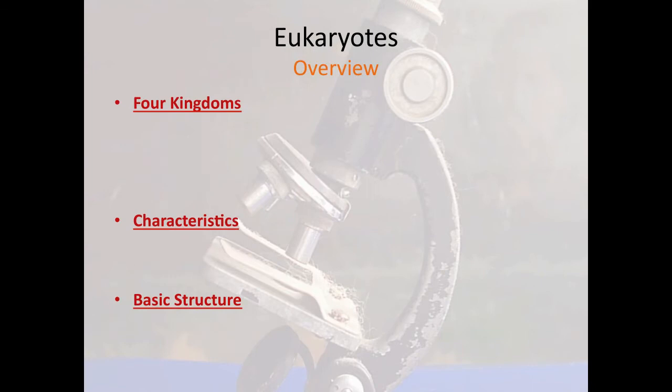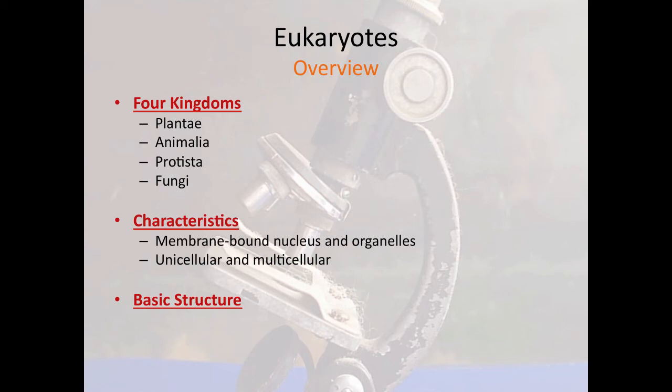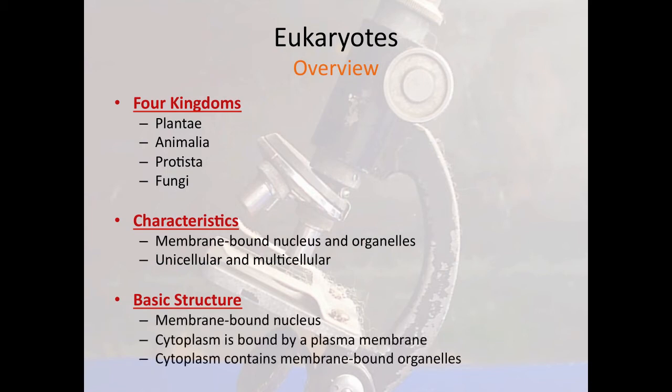Overview of the eukaryotes. 4 kingdoms: plants, animals, protists, and fungi. Characteristics: membrane-bound nucleus and organelles. They can be one-celled or multicellular. And the basic body plan is a nucleus, cytoplasm bound by a plasma membrane, and cytoplasm that contains organelles that also have a membrane around them.